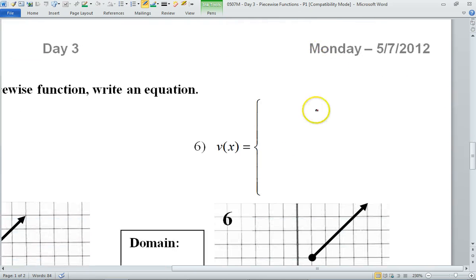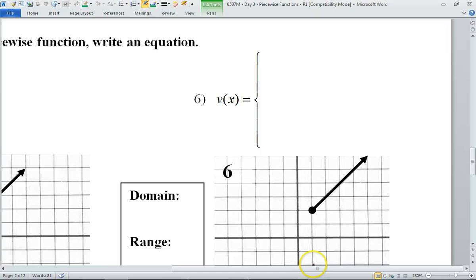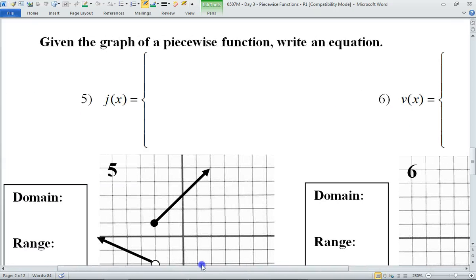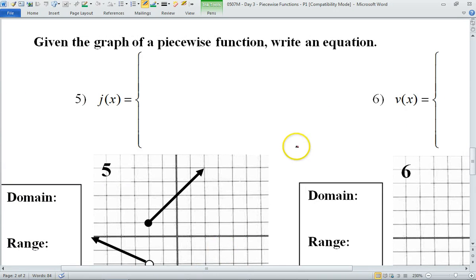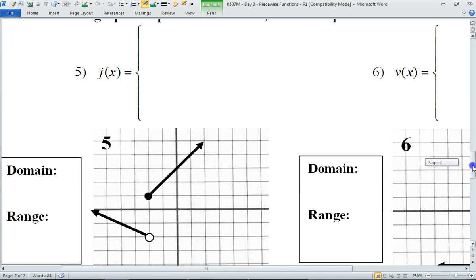All right, glance over at the back. Given the graph of a piecewise function, write the equation. So for these, we're going backwards. Okay? So let's see. I like to go from left to right. So I'm going to do the left piece first.